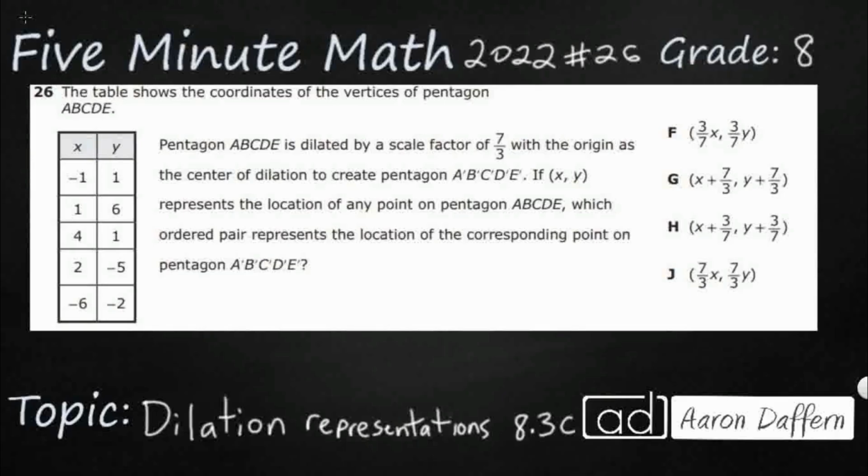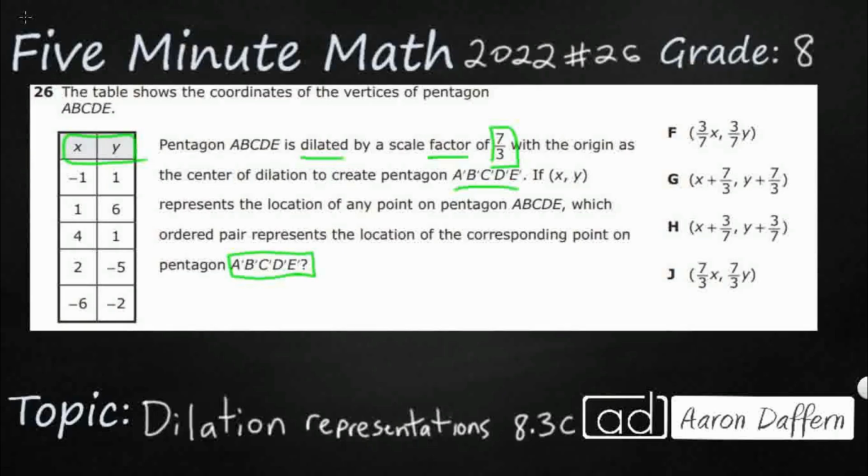So we've got a table here that shows the vertices, and we don't even have a visual representation. We just have this table that represents the XY coordinates of this pentagon. It's dilated by a scale factor of 7/3, with the origin as the center of dilation, and it's going to create this new pentagon, ABCDE prime. So if XY represents the location of any point, which ordered pair represents this new pentagon, ABCDE prime?